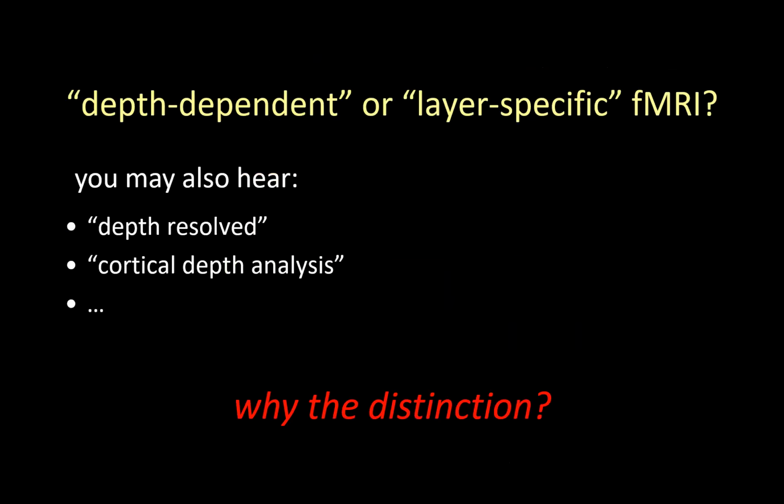And so you may have heard different terms that we've used, either depth-dependent or layer-specific fMRI. You may also hear depth-resolved or cortical depth analysis. Even the Slack channel, I think, is called the depth-resolved fMRI. Why do we call it this? Why not laminar fMRI? Why the distinction between cortical depth and cortical layer?